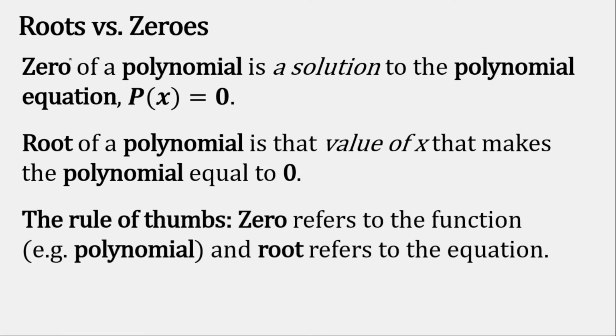There's a rule of thumb I found in other books. It says that when we talk about zeros, we're referring to a function, for example, a polynomial function, rational function, and so forth. But if we're talking about roots, we're referring to an equation. So for our discussion, let's just use zero because we're dealing with a polynomial function. Zero, in short, is the value of x.